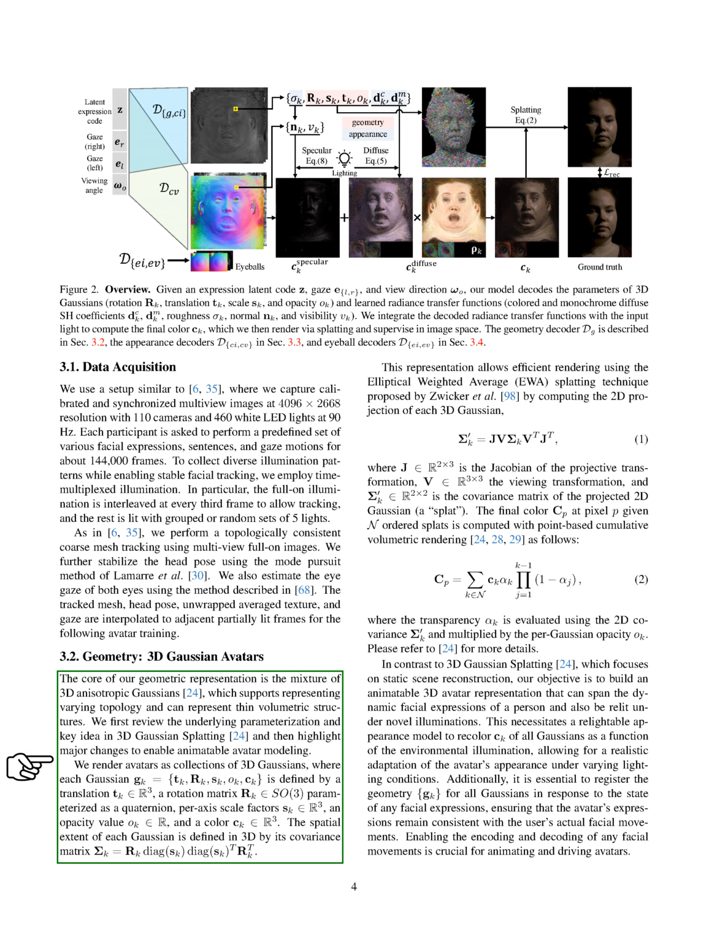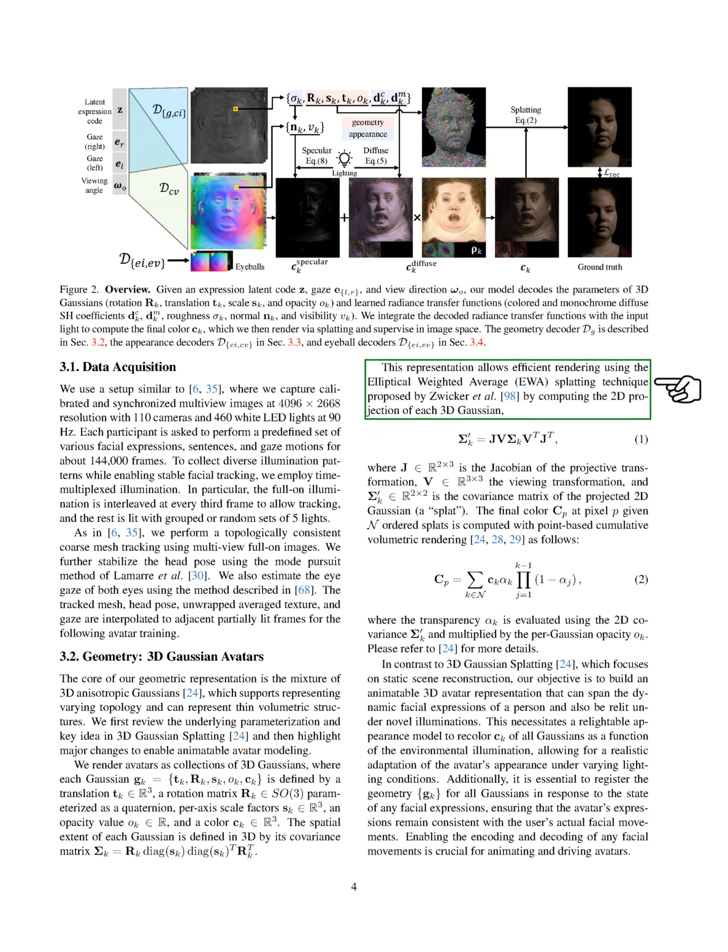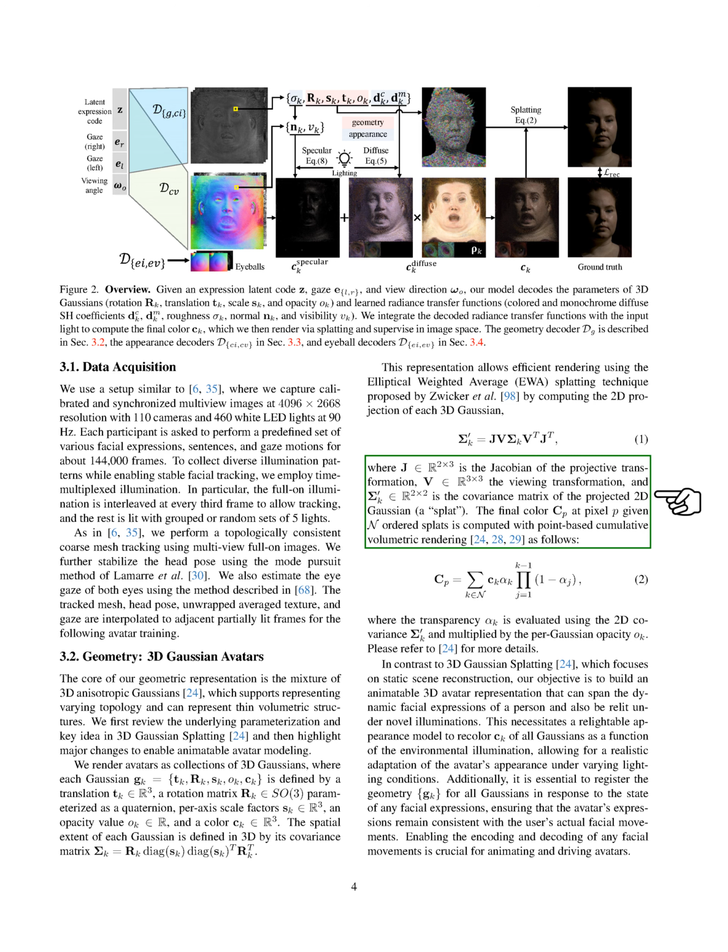We rendered avatars as collections of 3D Gaussians. Each Gaussian is defined by a translation, a rotation matrix, per axis scale factors, an opacity value, and a color. The spatial extent of each Gaussian is defined by its covariance matrix. This representation allows for efficient rendering using the elliptical weighted average (EWA) splatting technique. The final color at each pixel is computed using point-based cumulative volumetric rendering.